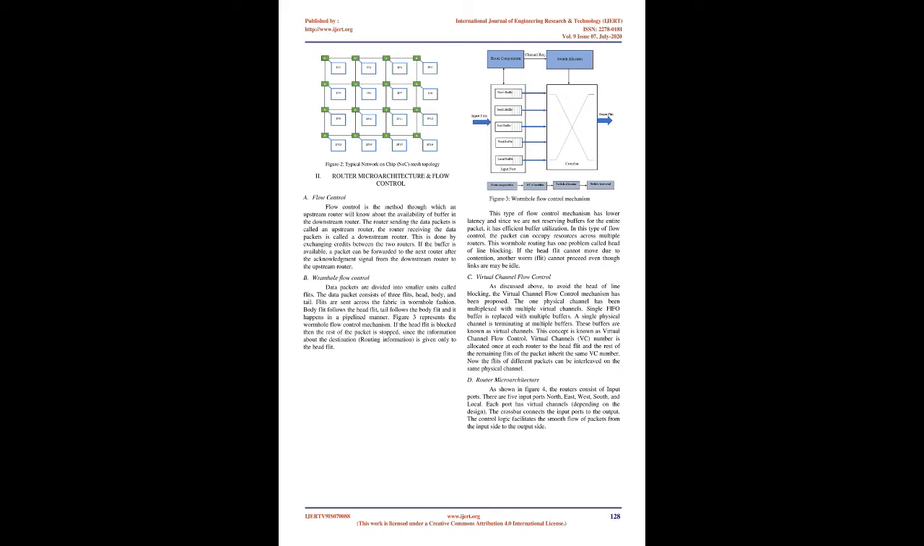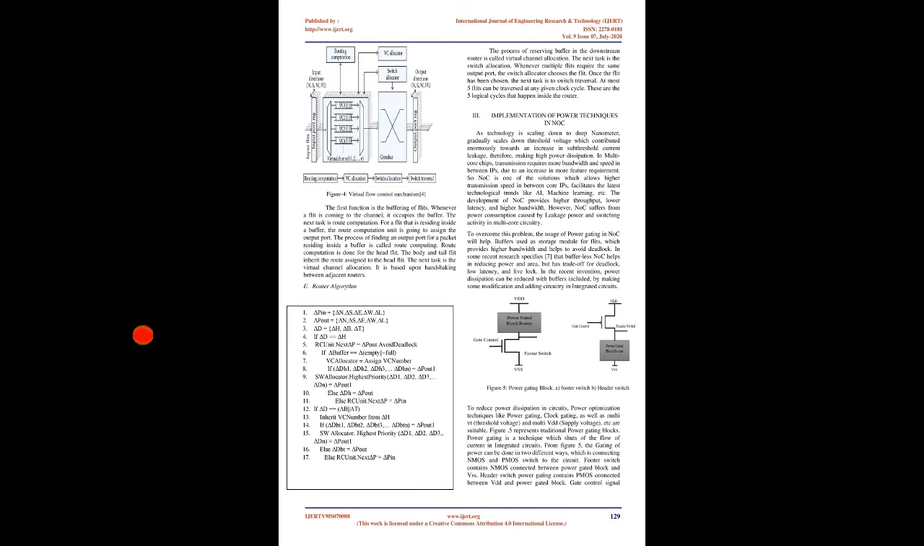C. Virtual channel flow control. As discussed above, to avoid the head-of-line blocking, the virtual channel flow control mechanism has been proposed. One physical channel is multiplexed with multiple virtual channels. A single FIFO buffer is replaced with multiple buffers. A single physical channel is terminating at multiple buffers. These buffers are known as virtual channels. This concept is known as virtual channel flow control. Virtual channel, VC, number is allocated once at each router to the head flit and the remaining flits of the packet inherit the same VC number.